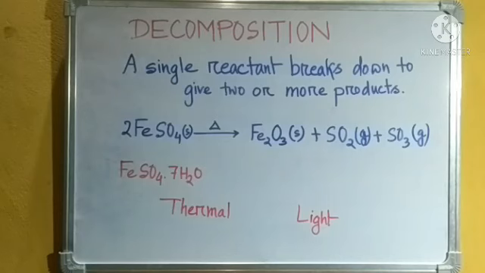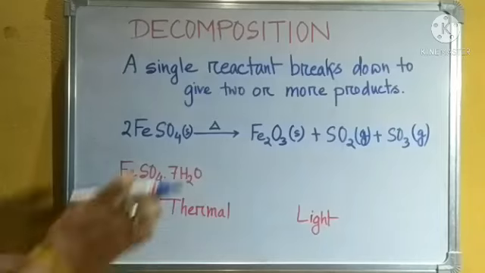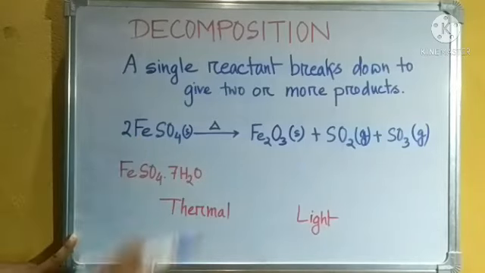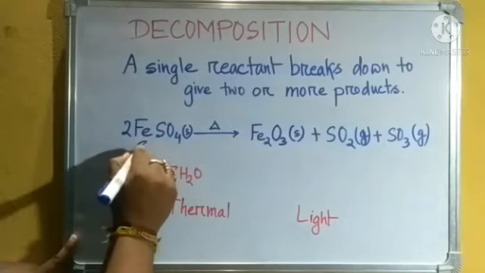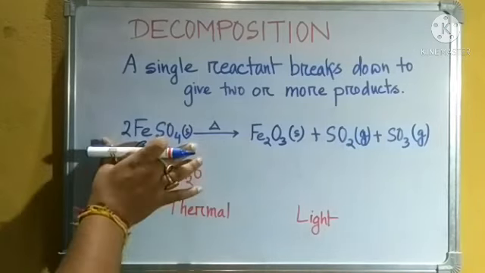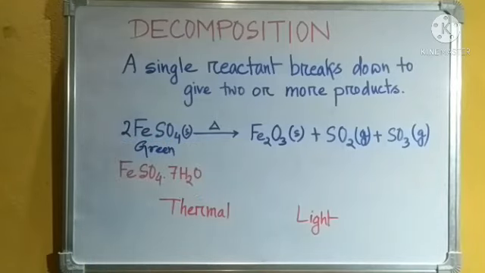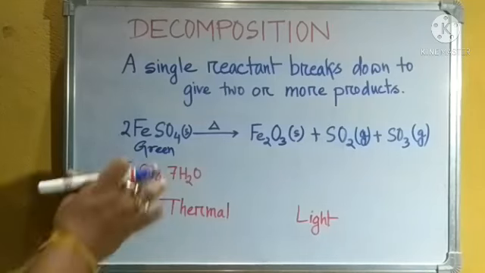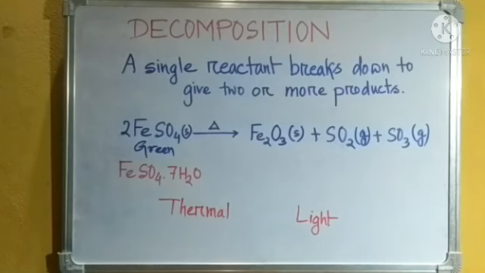The first example of a decomposition reaction given in your NCERT book is ferrous sulfate. The color of ferrous sulfate is green, and we will take the solid form of ferrous sulfate. Ferrous sulfate is a salt. When I discussed the physical states of chemical species while writing chemical equations, we said that a salt generally exists as a solid in a decomposition reaction.